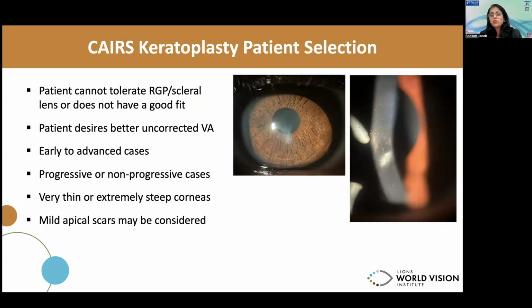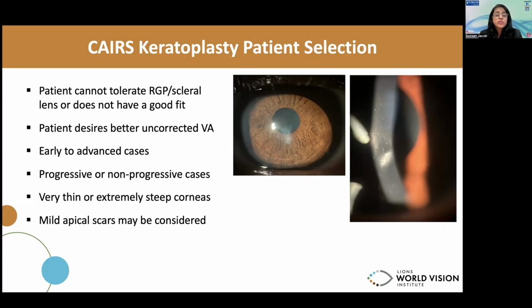Now, if you've decided to go ahead and start CARES keratoplasty, how would you go about selecting your patients? Some of the good patients that you can start off with are those who cannot tolerate their rigid gas permeable lenses or scleral lenses. They don't have a good fit or they're uncomfortable wearing them. These are good candidates for CARES keratoplasty. Patients who desire better uncorrected visual acuity without contact lenses, that's again another great indication.